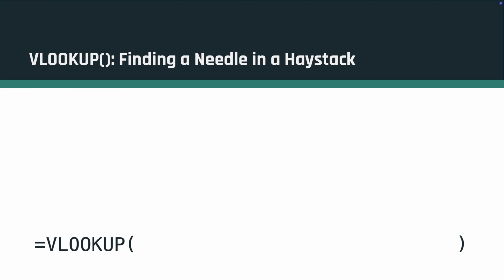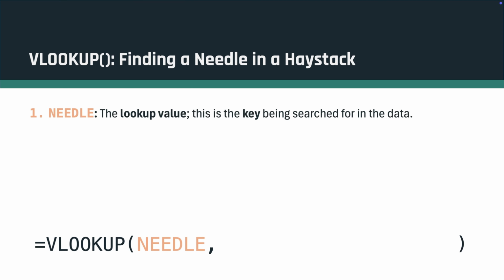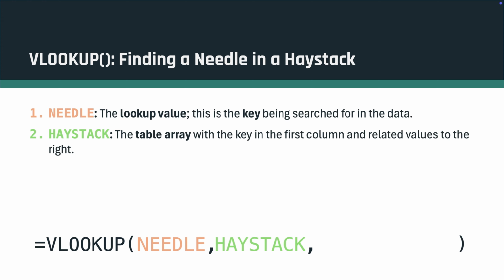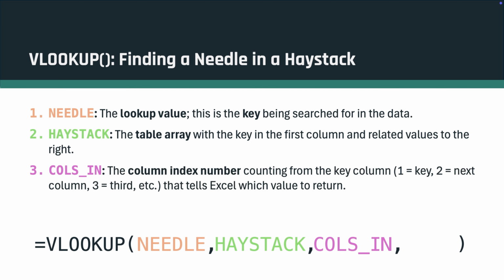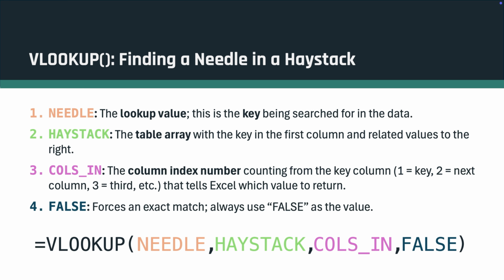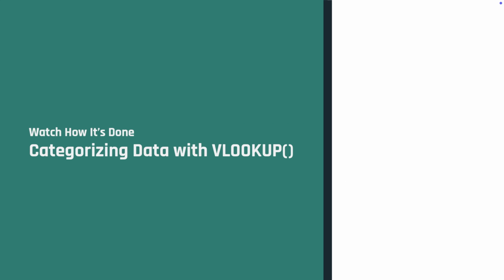The VLOOKUP function can be a bit daunting, so let's break it down to understand how to use it. The first argument is the lookup value. Think of it as the needle you are trying to find in a haystack of data that is your lookup list. The next argument is a range of data that serves as your lookup list. This is formally known as the table array, but you can also think of it as the haystack. The third argument is the column index that tells Excel which column to return from the haystack. The key is 1, the next column is 2, and so on. Finally, the last argument is always set to false, to ensure you get an exact match every time. Now let's jump back into Excel and actually categorize the data using VLOOKUP.